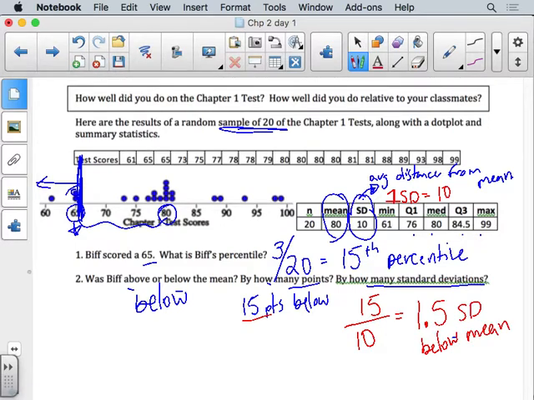Okay, so he was 15 points below the mean, and since 1 standard deviation was 10, he is 1.5 standard deviations below the mean. So he is outside of the typical average of values from the mean. He's low on the spectrum of scores, which we could see by the 15th percentile. We could see that as well.